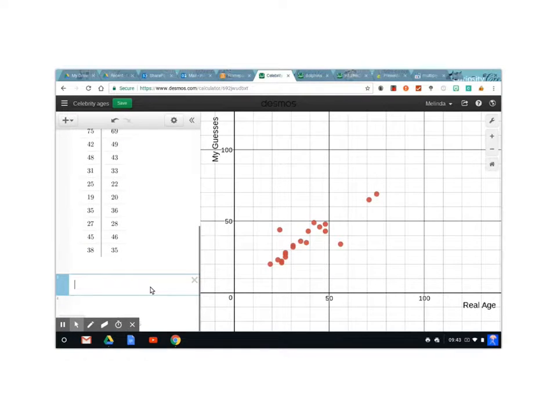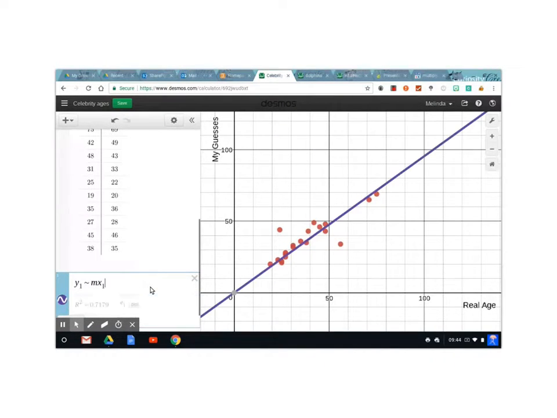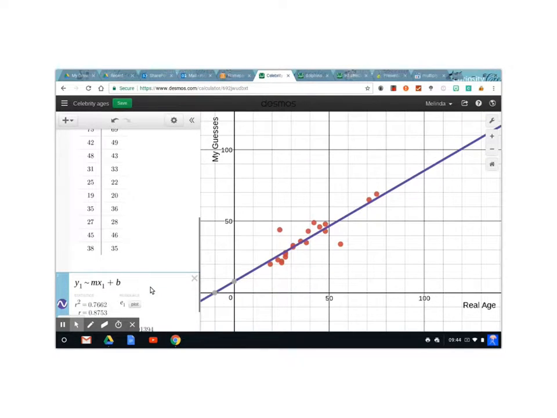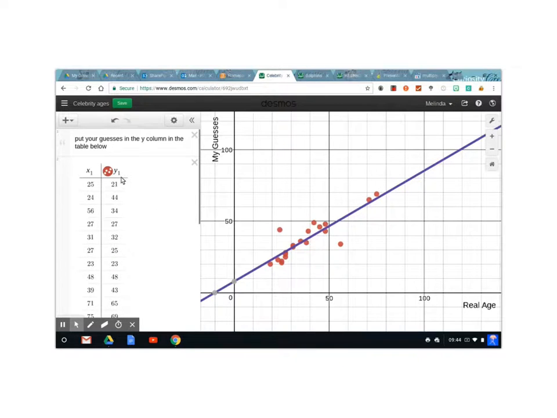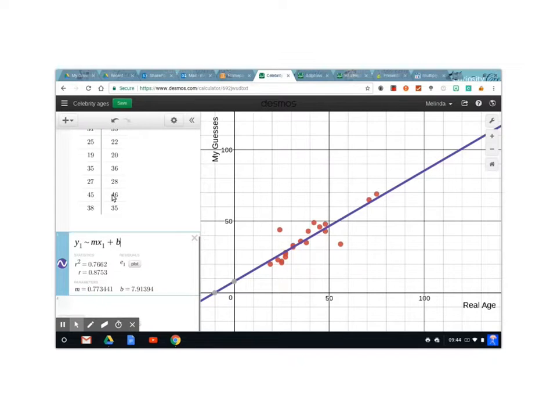And it's super simple because we know that we want a linear regression here, so it's y equals mx plus b. So the students type in y1 tilde mx1 plus b. Now, the reason I typed in x1 and y1 is because I'm comparing y1 and x1 up here from the table. So I want to make sure that I'm comparing the actual ages and the guesses.